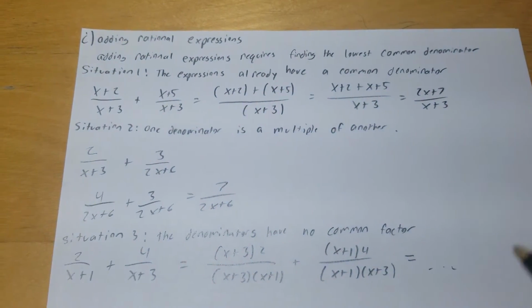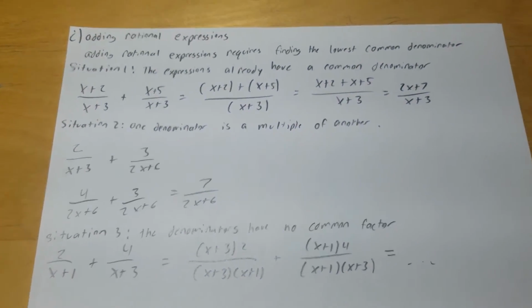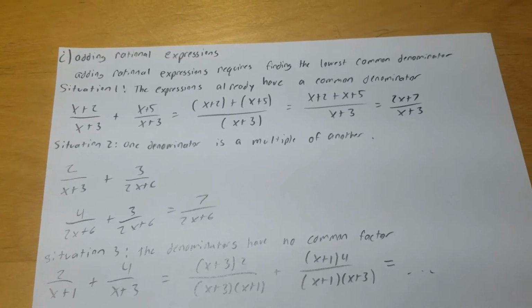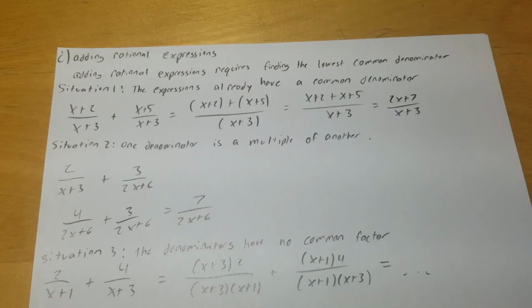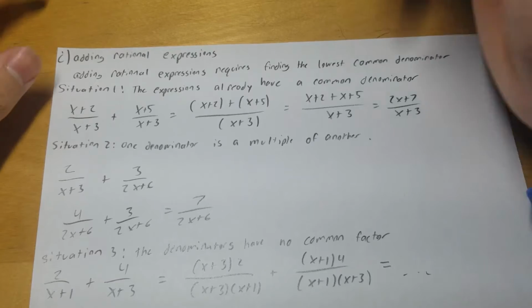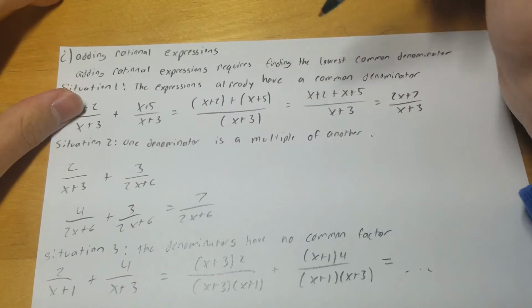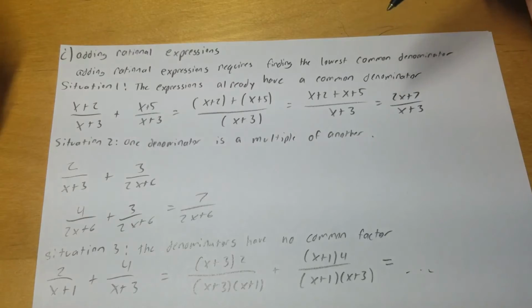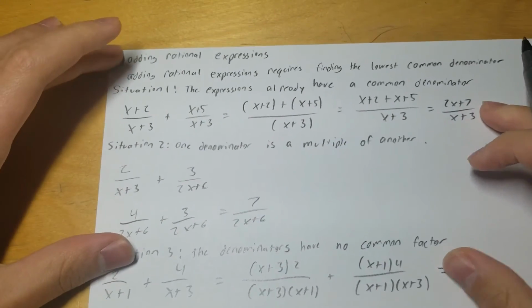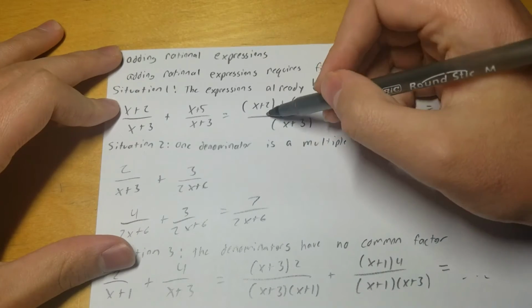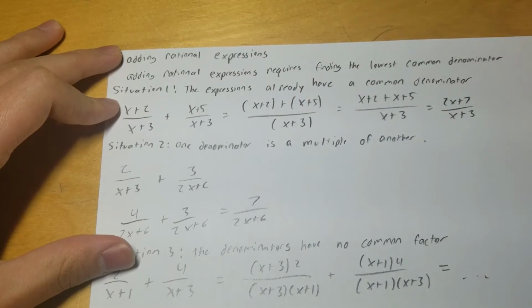Next up is adding rational expressions. Adding rational expressions requires finding the lowest common denominator, like rational numbers. So there are 4 situations you need to know about. Situation 1, the expressions already have a common denominator. This is the easiest. So you see right here, x plus 3, common denominator. That means you can add without worrying about anything. So (x plus 2) plus (x plus 5) over (x plus 3), and you'll be left with 2x plus 7 over x plus 3.